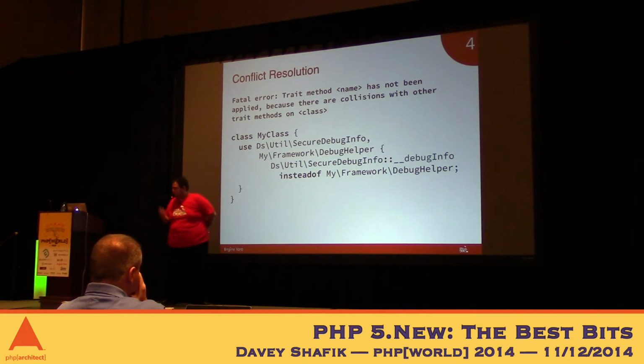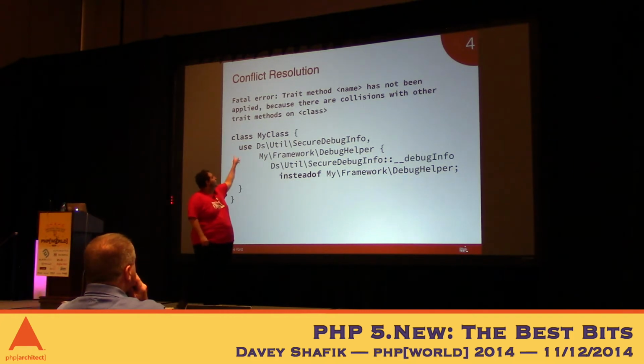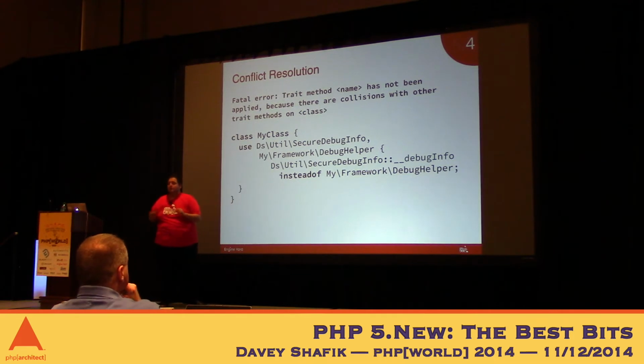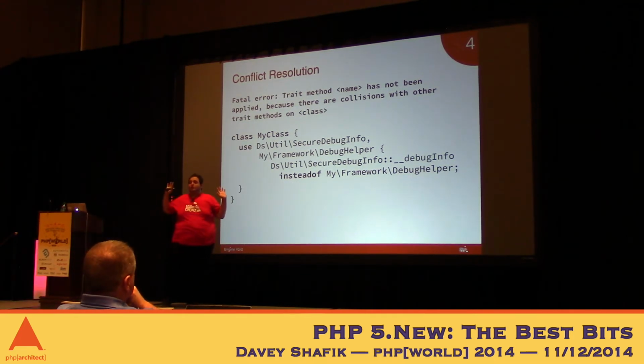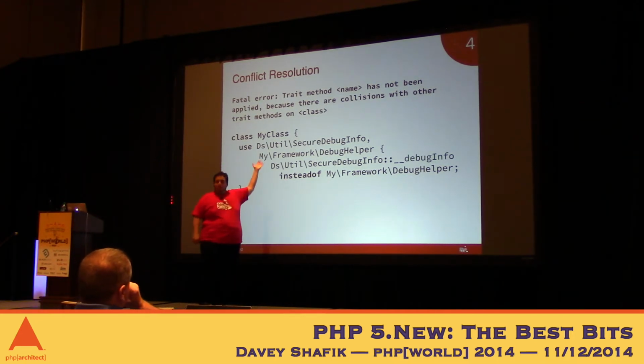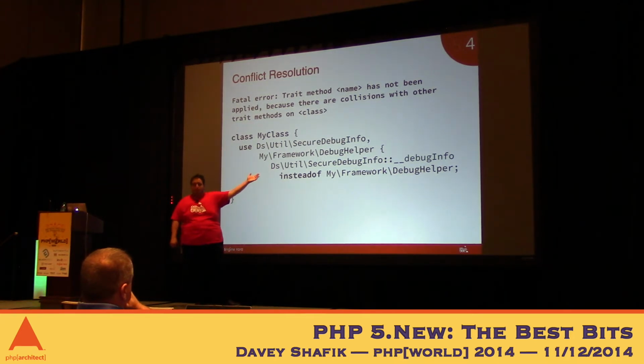Conflict resolution. As I mentioned, we use the as and insteadof keywords to do conflict resolution. It's always by hand. PHP will never try to do it for you. So if you ever see "trait method, whatever the name is, has not been applied because there are collisions with other trait methods on class," what that means is you're using 2 different traits that have methods of the same name, and it doesn't know what to do. So use ds-util secure debug info, which defines my debug info, and maybe I've got one in my framework as well, so I pull in the debug helper.